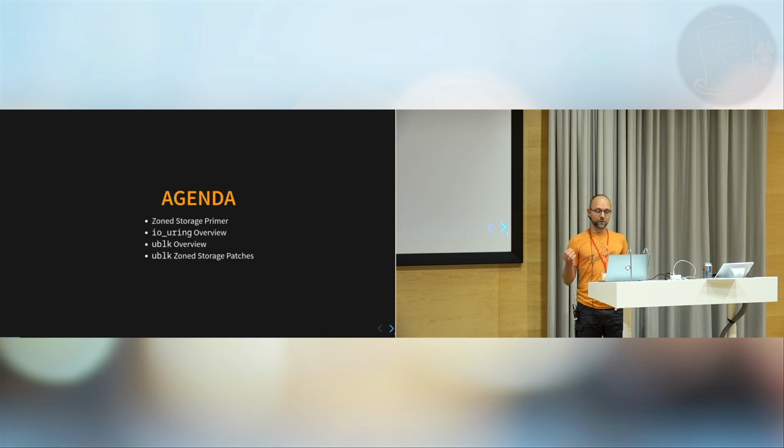So I'm gonna go over zone storage really fast, a little bit on io_uring because that's the transport that Ublk is relying on, and then I'm gonna talk about the architecture of Ublk, and then finally about some of the work that I did in Ublk, which is adding zone storage support to Ublk. And if you have any questions, feel free to stop me, and if I don't see your hand, make a noise, and don't necessarily save the questions for last.